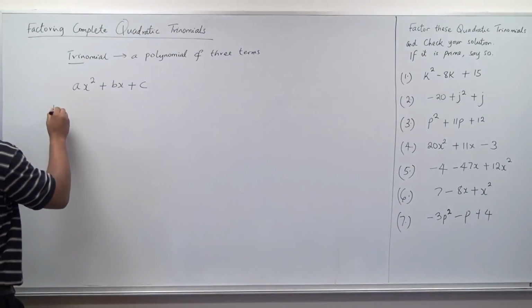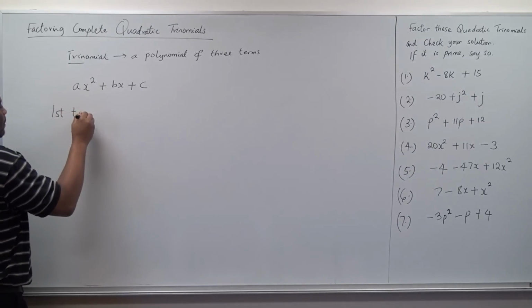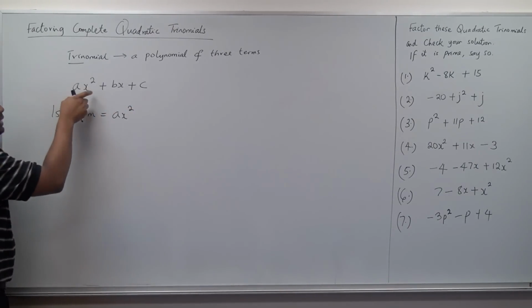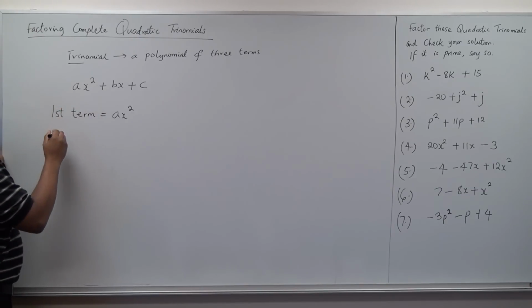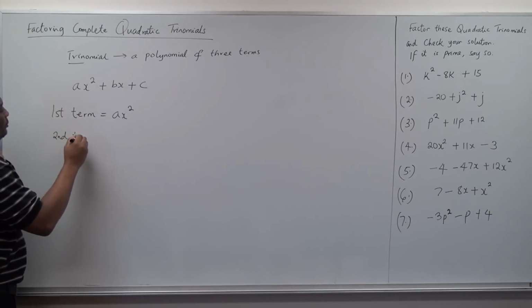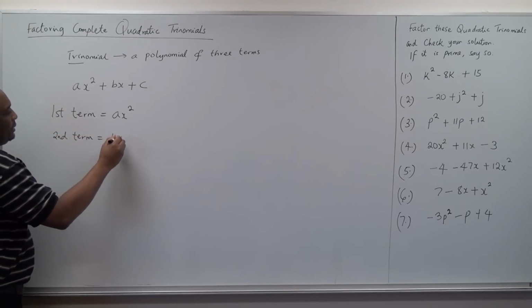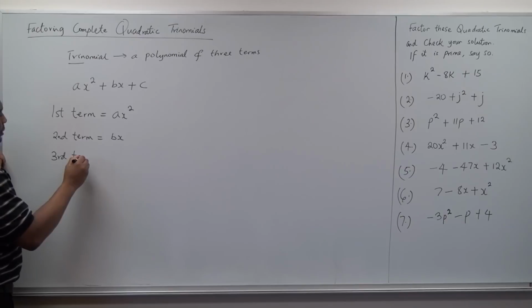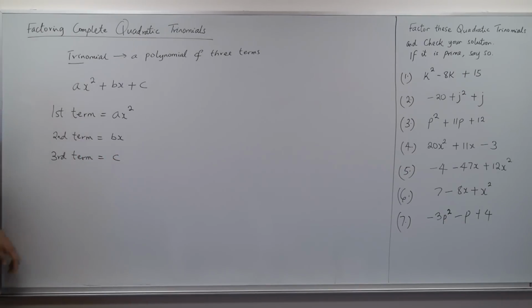Now, we see that our first term is ax squared. Our second term is bx. And our third term is c. So that gives you a complete quadratic trinomial.